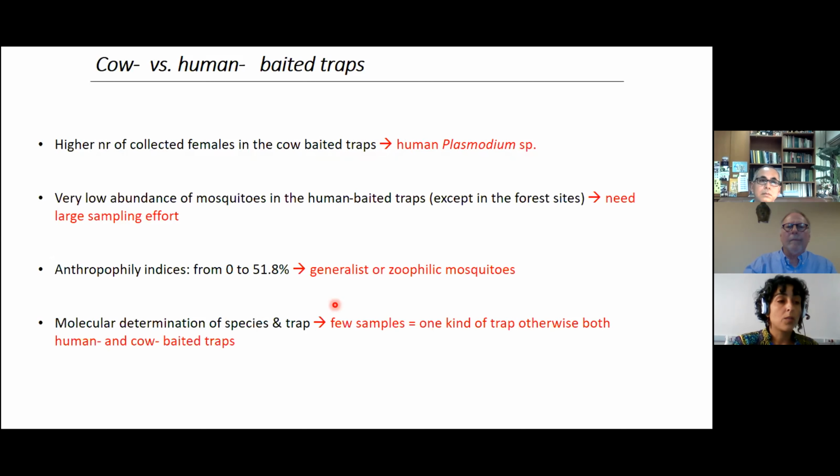And if we look at the molecular determination of the species and the traps, you can see that when we have very few samples, they were found only in the human or in the cow-baited traps. But usually when we have decent numbers, they were present both in the human and the cow-baited traps, which is supporting the use of cow-baited samplings in some areas.